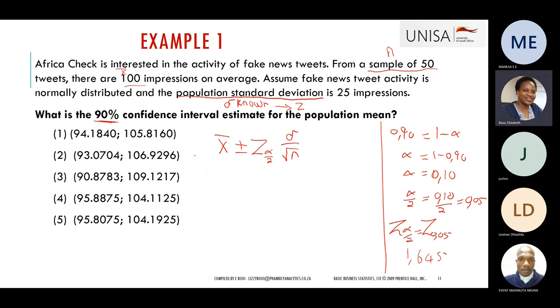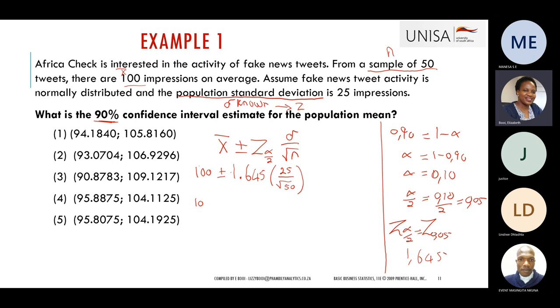So our mean, we said, is 100 plus or minus our critical value. We found that it was 1.645 multiplied by our standard deviation, which is 25, divided by the square root of n. We found that n is 50. And we can solve this.